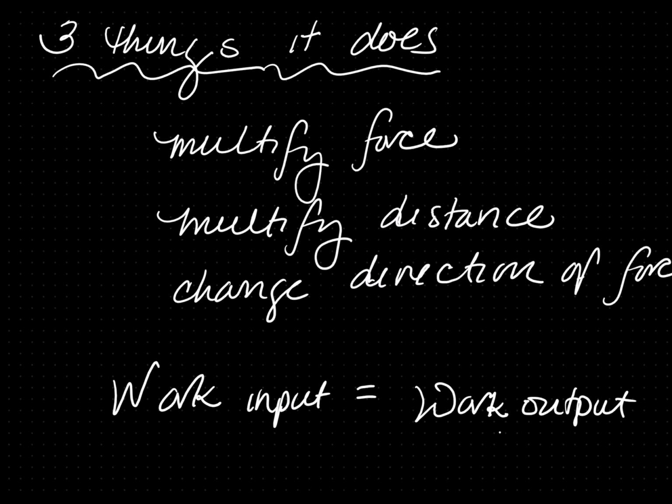So in general, it does three things. It multiplies the force, or it multiplies the distance, or it changes the direction of the force. So you could have one of the three at a time, but you can't have all three at the same time because it violates the conservation of energy. And the work input must always equal the work output in an ideal situation.